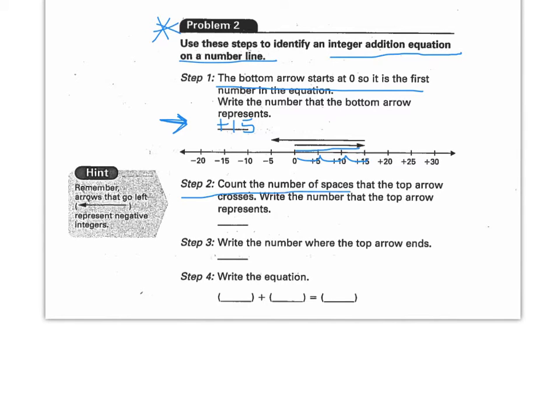Count the number of spaces that the top arrow crosses or moves. And you will notice that it's moving to the left. Therefore, it's going to be a negative number. And it moves 5, 10, 15, 20. -20. The arrow ends at -5. Therefore, my statement is +15 plus -20 equals -5.